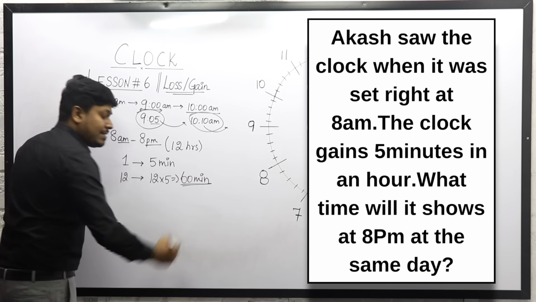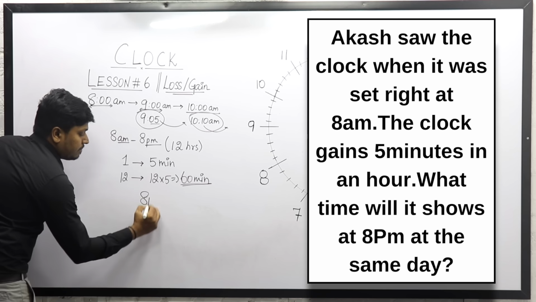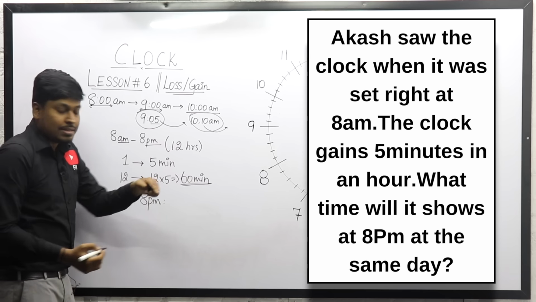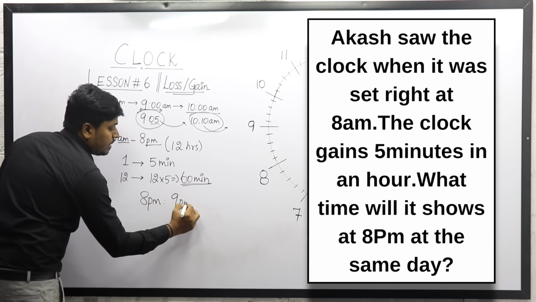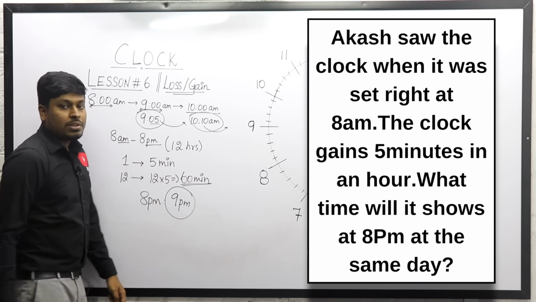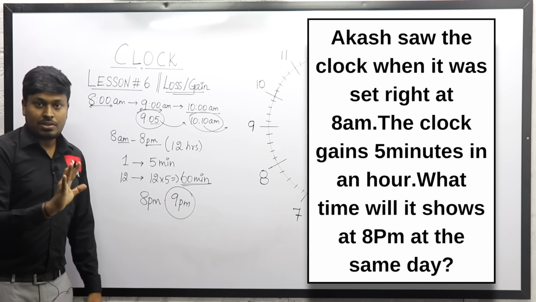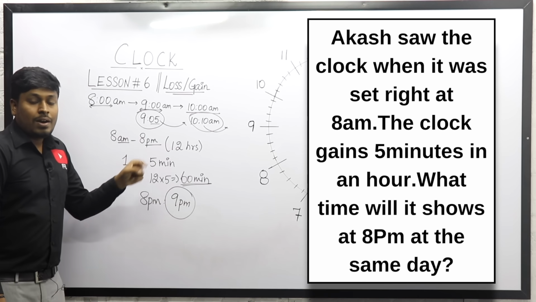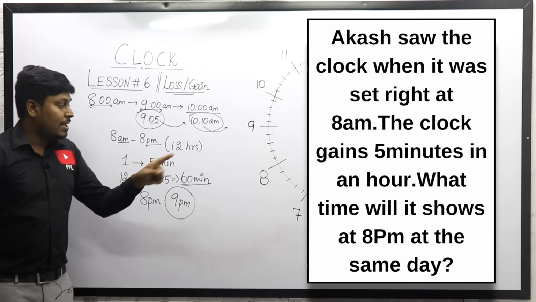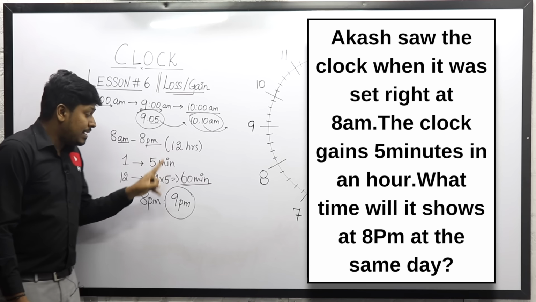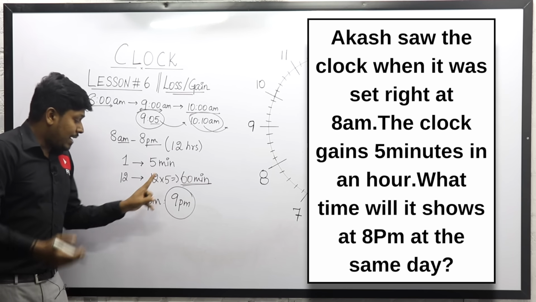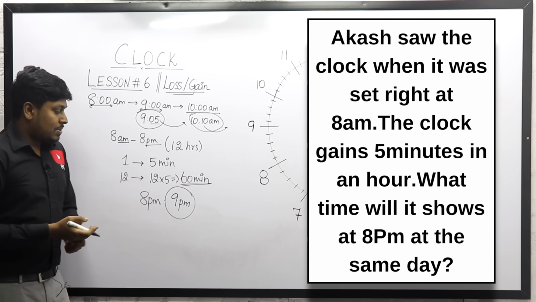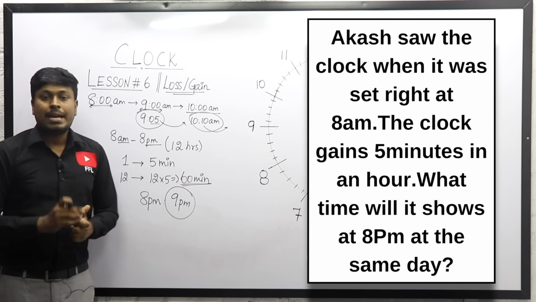So finally we can say the right clock will show 8 p.m. But the wrong clock will show, because it has gained another 60 minutes, 9 p.m. Understood? So the answer for the question is 9 p.m. Understood the logic or not? The right clock will show 8 p.m., but this wrong clock is gaining 5 minutes for every hour. So after 12 hours, this clock will gain 60 more minutes. The right clock will show 8 p.m., but the wrong clock will show 9 p.m. Understood? So the answer for question number 1 is 9 p.m.